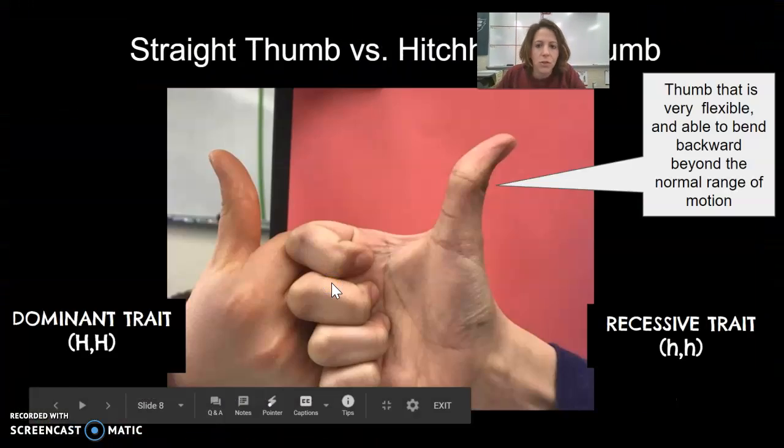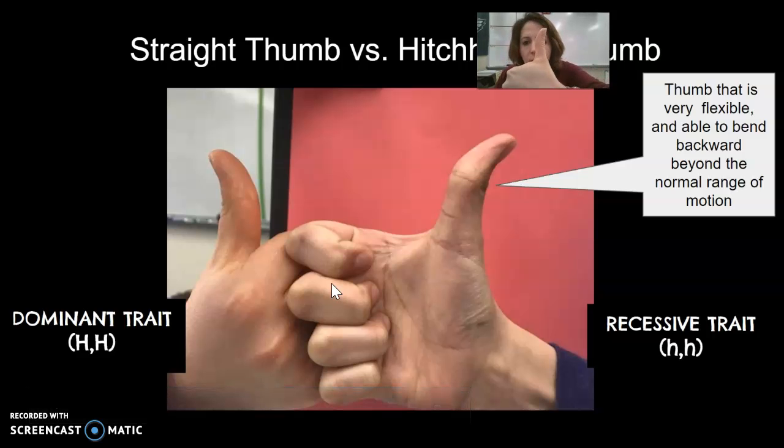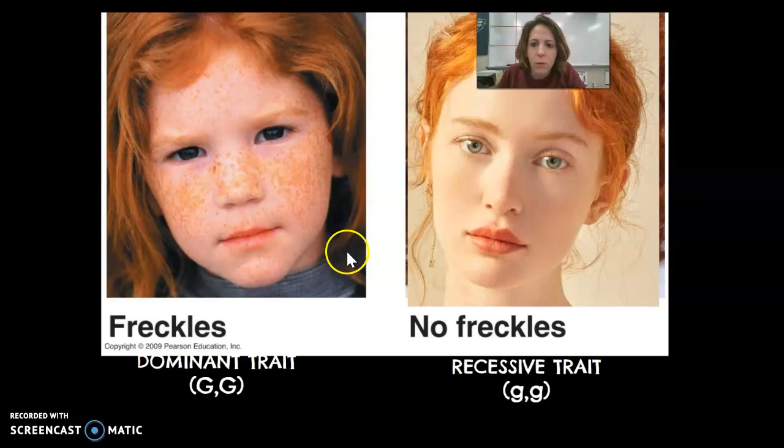Next trait we're looking at are straight thumbs or hitchhiker. I have a straight thumb. You're going to check out which way your thumb flexes. Freckles or non-freckles. And with freckles, you don't have to be as severe as this girl right here. If you have any freckles on your face, you have freckles.